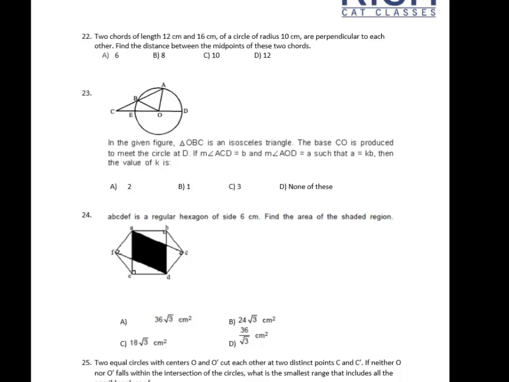Two chords of the length. Again, chords are given. 12 and 16 centimeters of a circle of radius 10 centimeter are perpendicular to each other. Find the distance between the midpoints of these two chords. Just imagine, chords 12 and 16 length. They meet at a right angle triangle and the radius is 10. So you should use the radius actually to find.